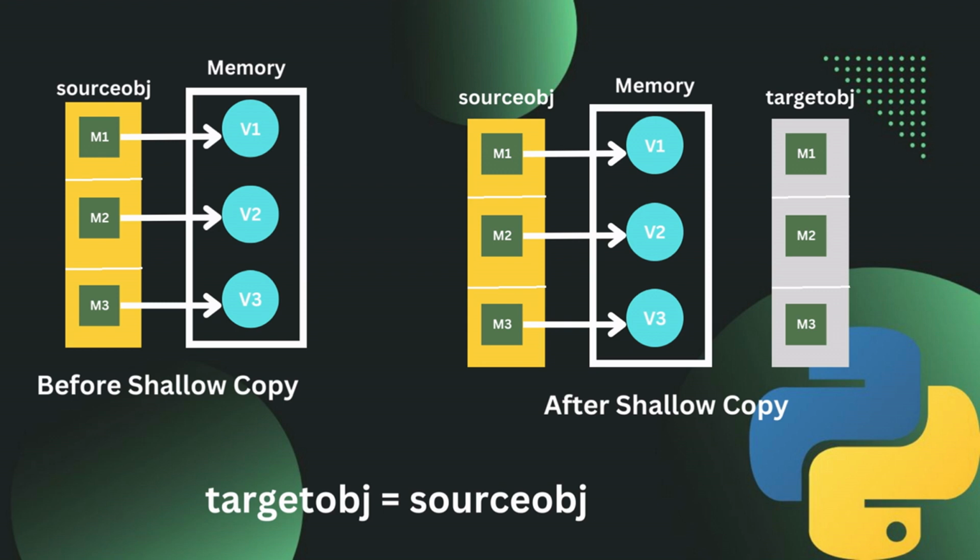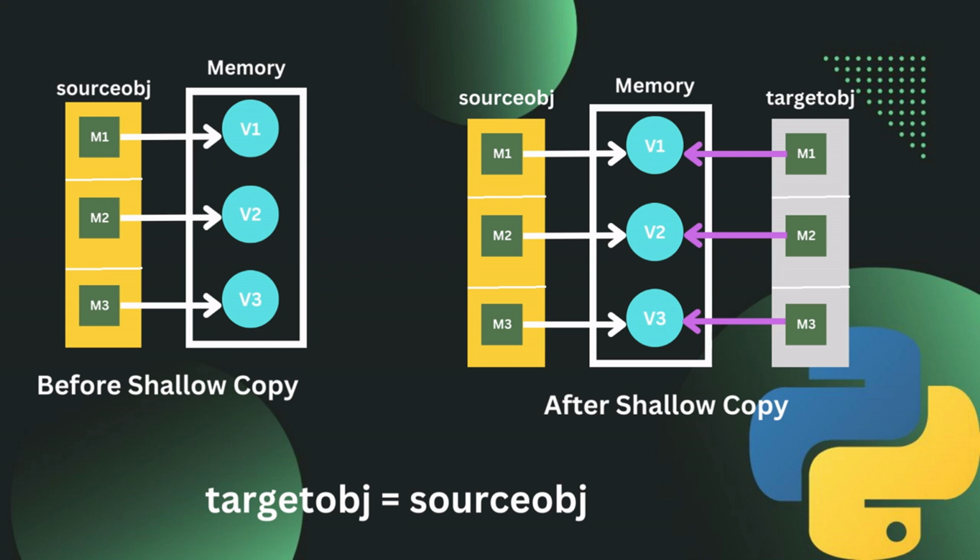But that's not the case, because a shallow copy just creates a new object which stores only the references to the original values. So in this case, whenever we are creating the target object, M1 will point to V1, M2 will point to V2 and M3 will point to V3. V1, V2 and V3 are the same memory area which is referenced by the source object itself. So basically both the source object and target object will point to the same memory area V1, V2 and V3 whenever we use this assignment operator or copy function.